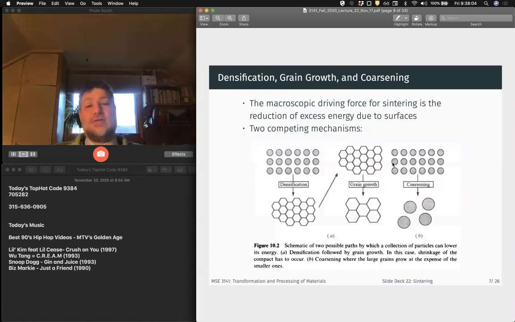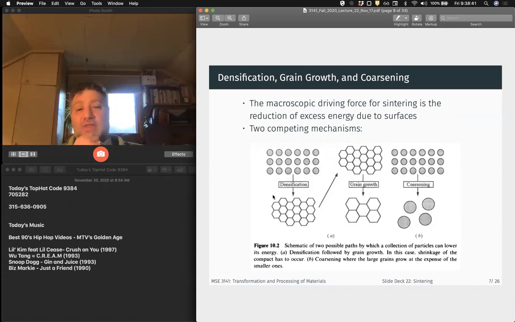So let's talk about solid state sintering, right? There are two competing mechanisms that can lower energy. We talked about coarsening before. When we talked about our surface area and Gibbs-Thompson, we basically said that the small particles are going to coarsen, and the largest particles will grow and eliminate the smaller, right? So that's one mechanism.